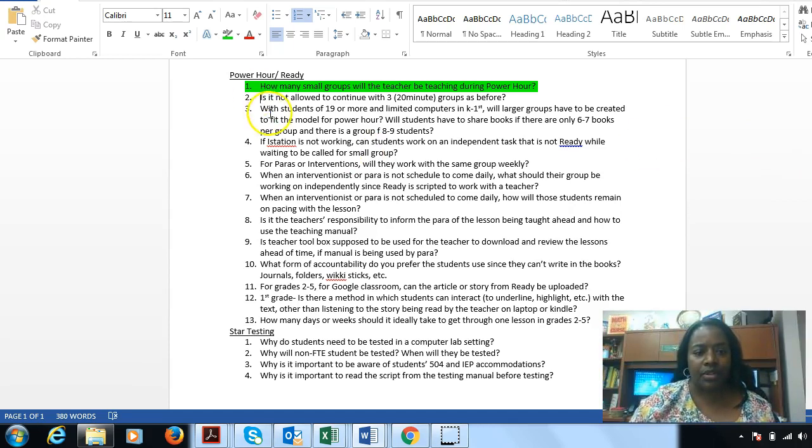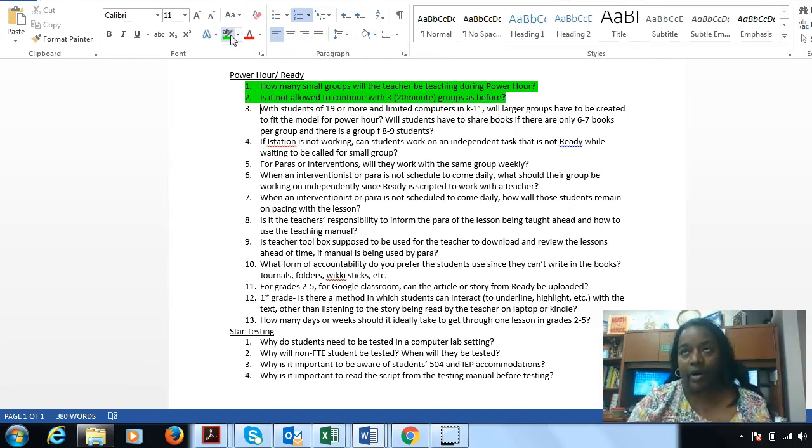Okay. Number 2 says, is it not allowed to continue with 3 20-minute groups as before? Again, when you look at the Ready implementation guide, the program is not designed for a lesson to be delivered within 20 minutes. So therefore, the answer to that is no, you can't have 3 20-minute groups, because you can't get the product delivered in a quality manner in 20 minutes.